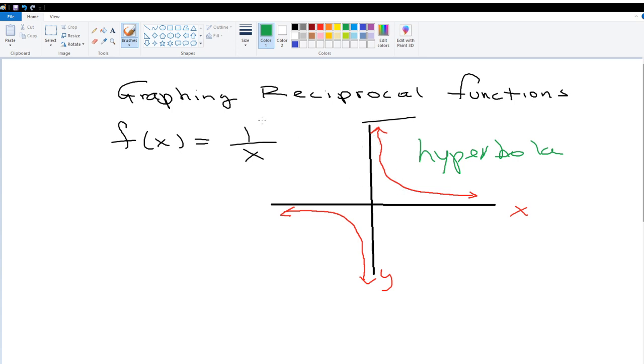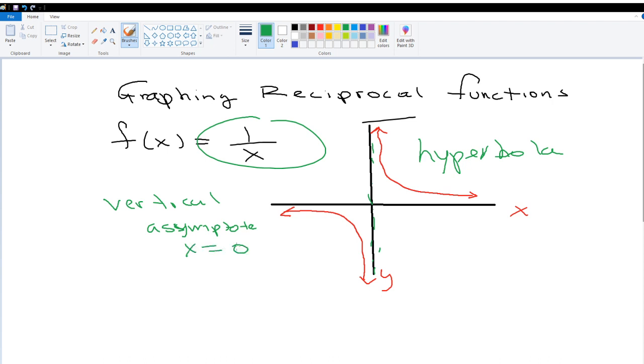This hyperbola never really touches the x-axis or the y-axis. So we can say that in this case, there is a vertical asymptote. The vertical asymptote is this line coming down the y-axis. We can say that x is equal to 0. That's the vertical asymptote. And we can also say that it has a horizontal asymptote of y equals 0.